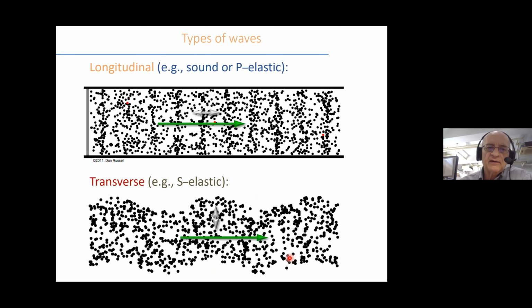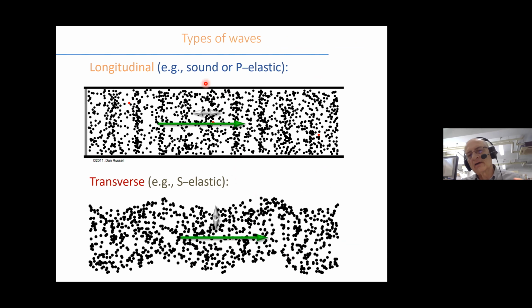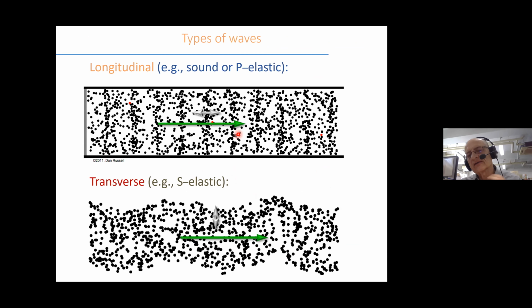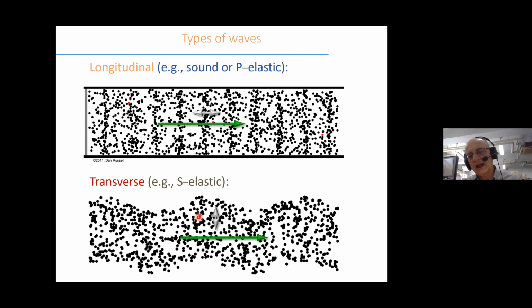So the waves could be longitudinal, like sound or P elastic waves. The same happens with earthquakes. There are P waves and the transverse S waves here.